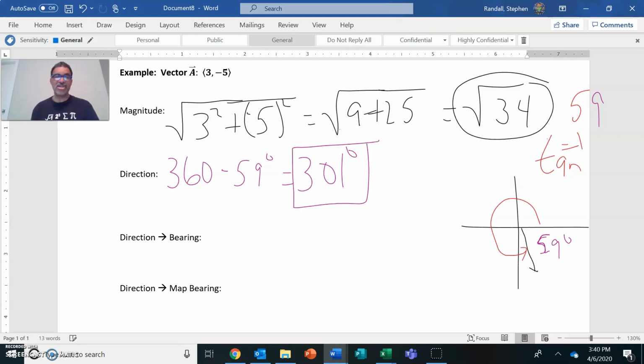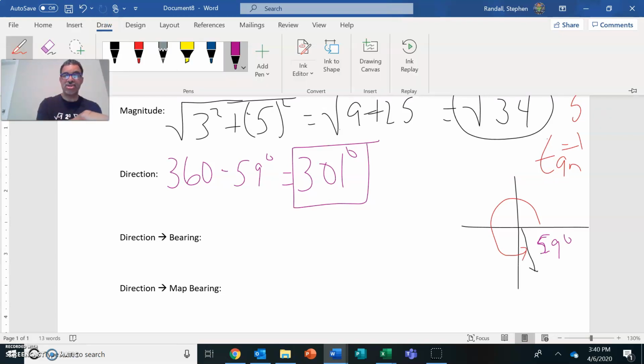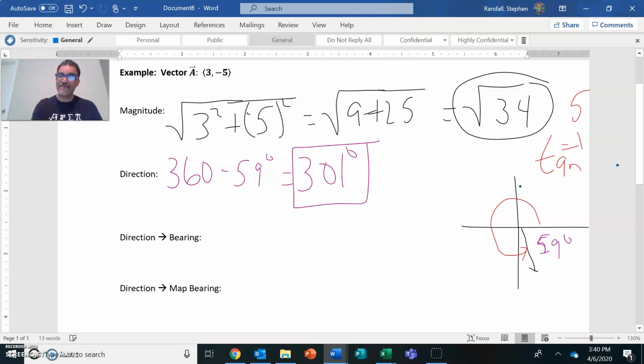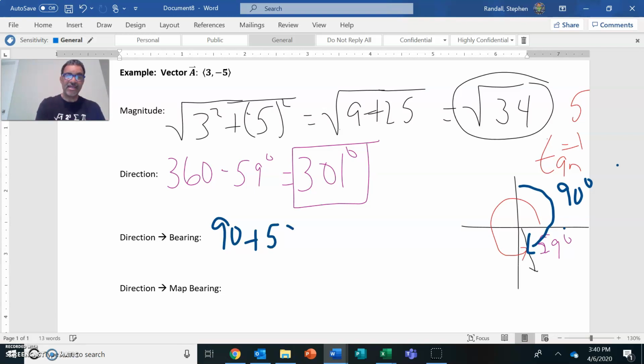Now let's change that direction into a bearing. Remember, bearings start, let's take blue, bearings start at the vertical and go clockwise. So how far did it go in that direction? Well, this first quadrant gives it 90 degrees. We already said that's 59 degrees, so the bearing is 90 plus 59, which is 149 degrees.